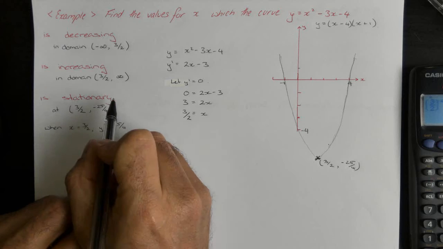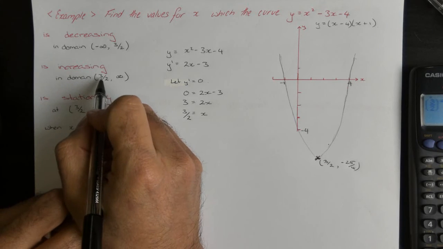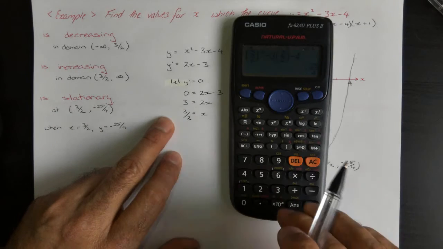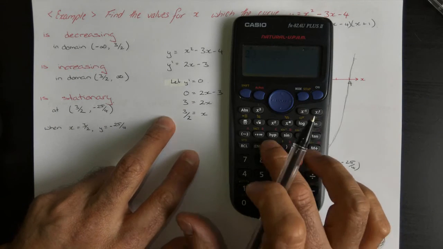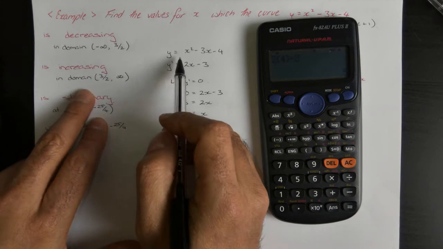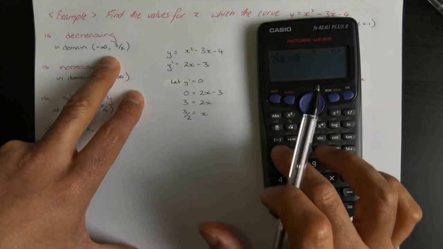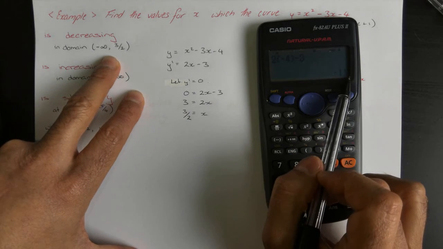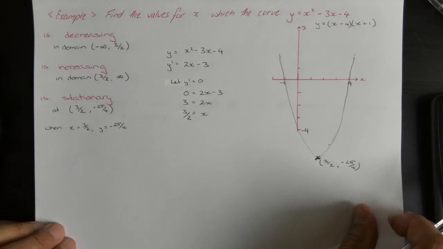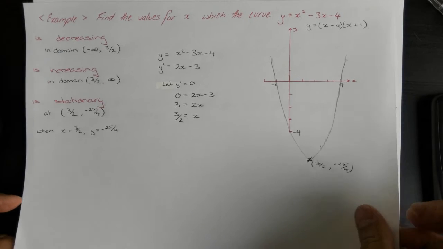What we could also do is plug in values. What happens when x equals 4? The first derivative is positive, so it means it's increasing. And if we had, let's say, -4, the first derivative is -11, so it's decreasing. So you can test points on either side of the stationary point.